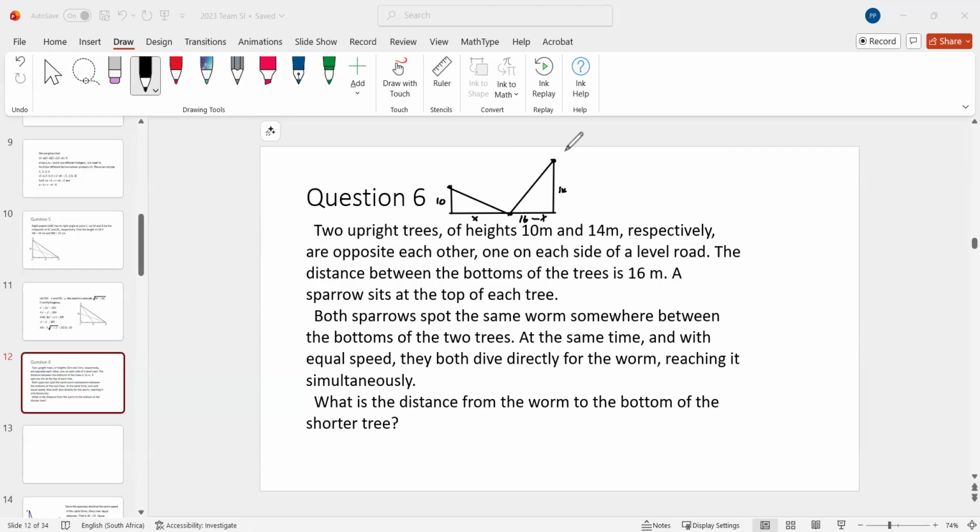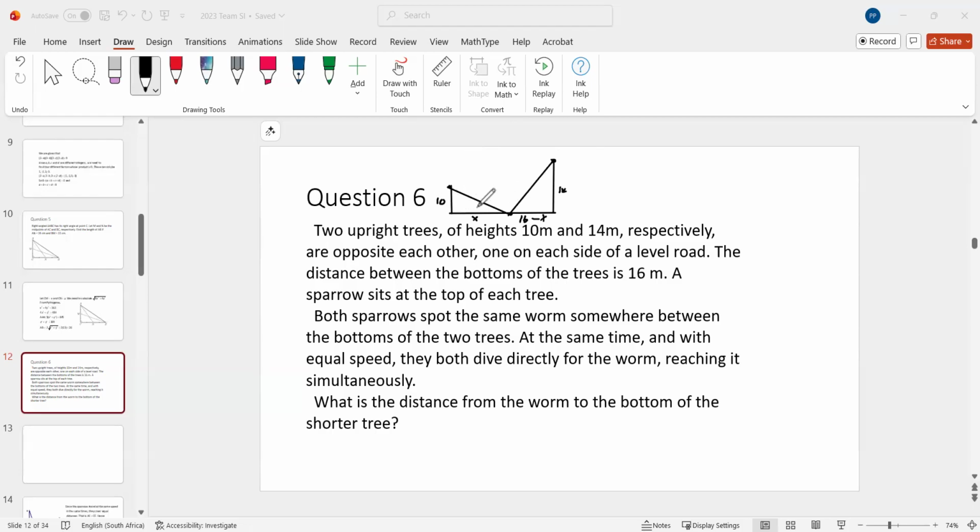Both the birds leave at the same time, and they reach it at the same time also. So that means that whatever this length is, this divided by the time is this bird's speed, and this divided by the same time gives this bird's speed. They both have the same speed. So that means that these two lengths are the same.